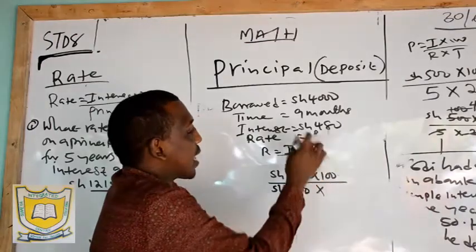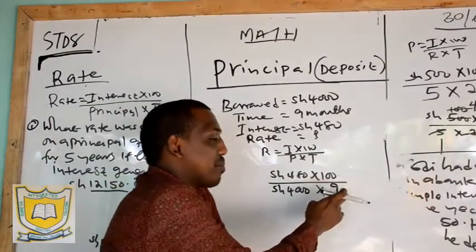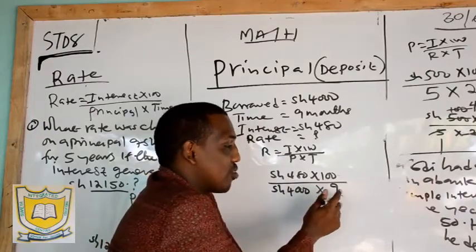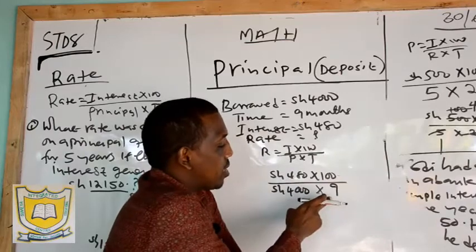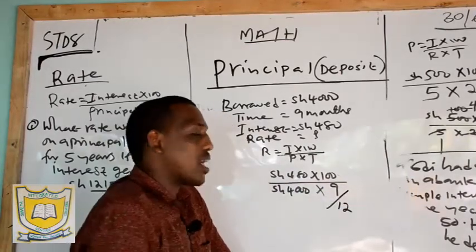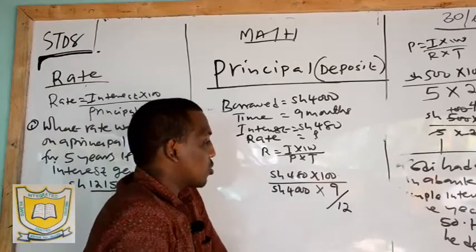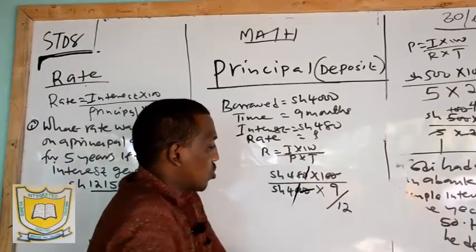Time is 9 months. Now I said yesterday, when you are given a month, what do we do? We say over 12. We change the time, because it's by year, they want by year. So we change the month into a year. So we say over 12. Whenever you are given a month, you change it into a year. So we cancel this one. This one will go there.